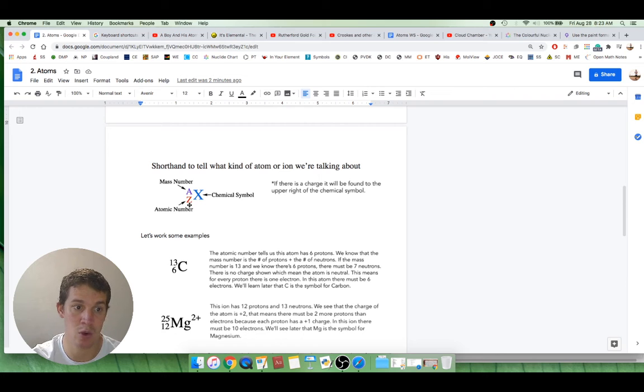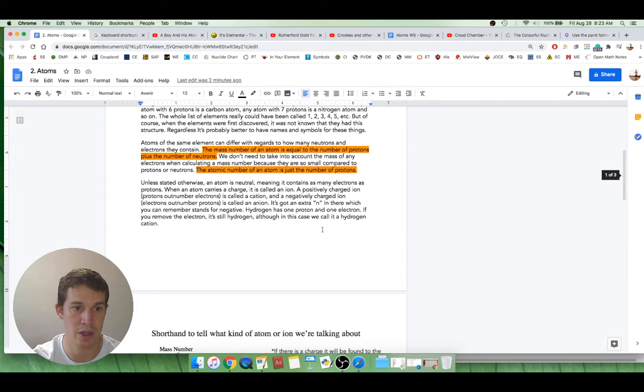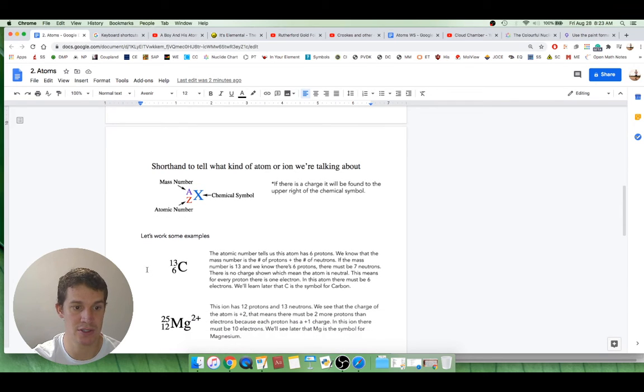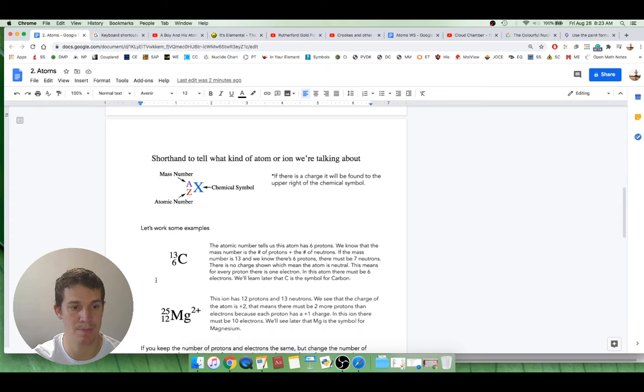The number to the lower left is the atomic number. As we saw before, that's just the number of protons. The number to the top left is the mass number, which is just the number of protons plus the number of neutrons. And sometimes you'll see a number right here. If there's a number here, that's the charge of the atom or the ion. If there's nothing there, that just means there's no charge. Let's look at some examples.